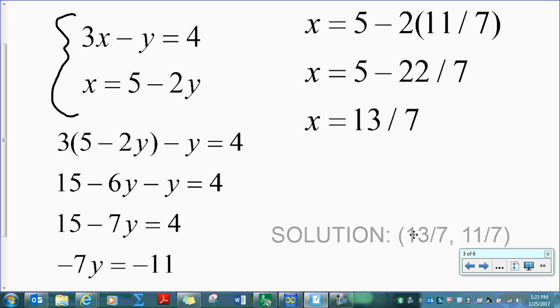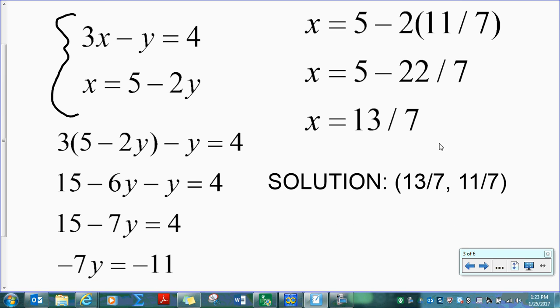So my solution would then be (13 over 7, 11 over 7). It's an ugly solution, but it should be correct because we can easily just plug these numbers back in.